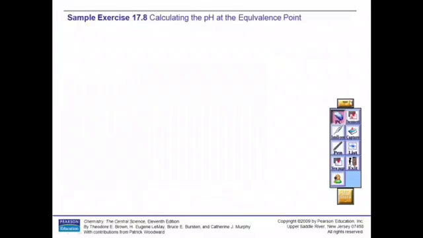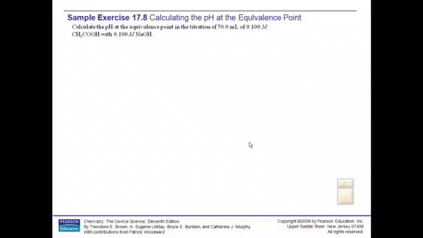Front slide. Alright. 17.8 starts on the bottom of page 735. There we go. Okay. It says calculate the pH at the equivalence point in the titration of 50 milliliters of 0.1 molar acetic acid with 0.1 molar NaOH.